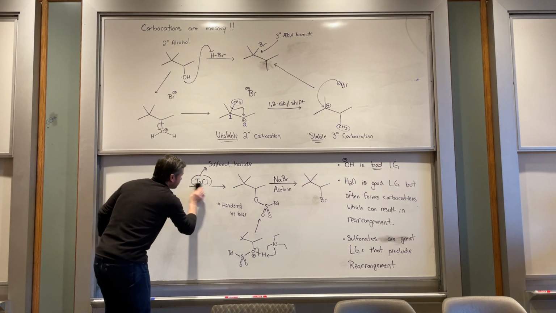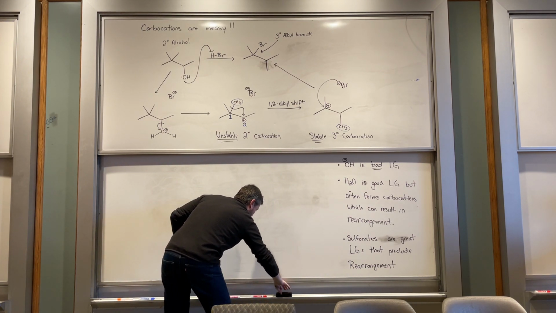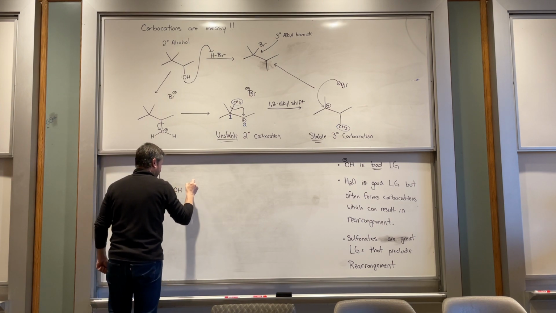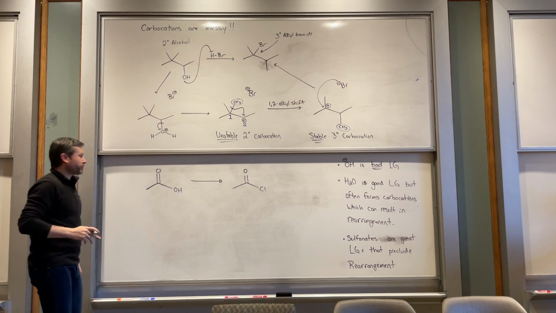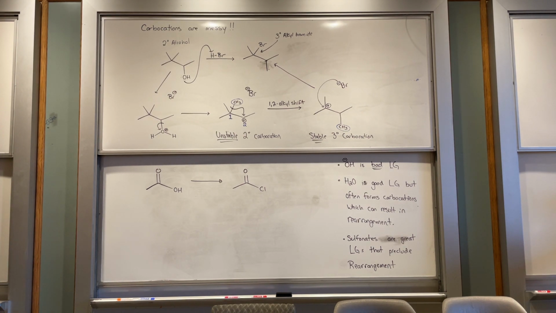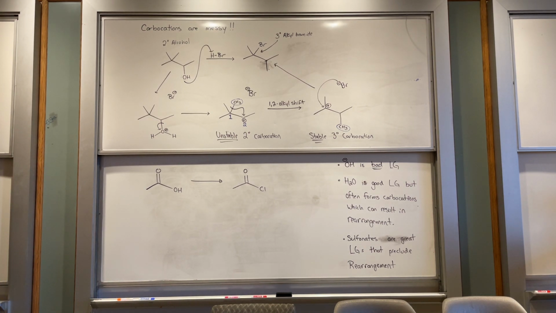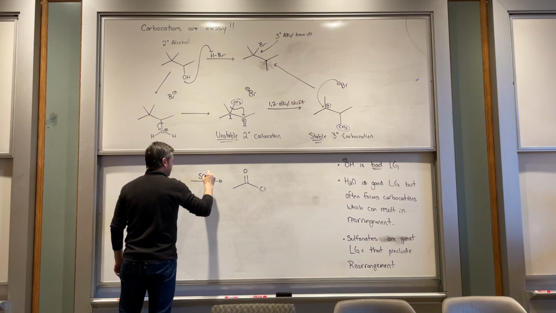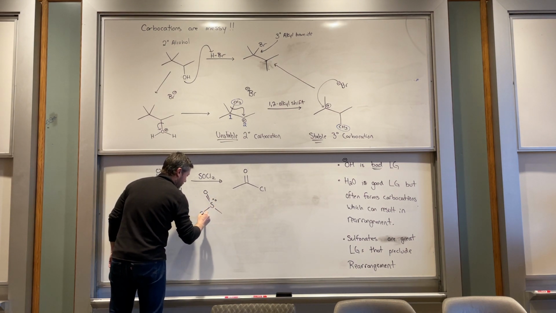So one last reaction. All right, so last semester we learned this reaction where we take carboxylic acids and turn them into acid chlorides. Does anybody remember the reagents needed for this? So the reagent that we used here is called thionyl chloride, SOCl2.